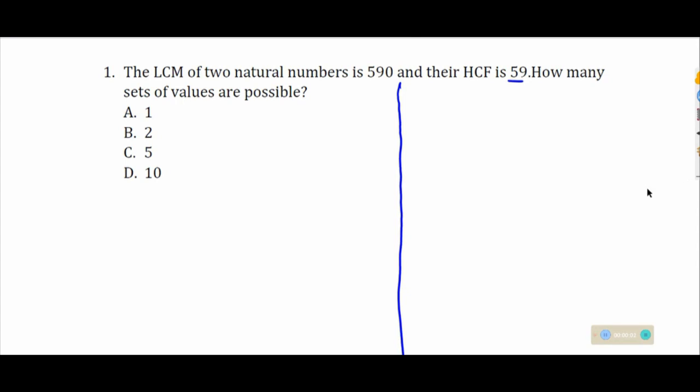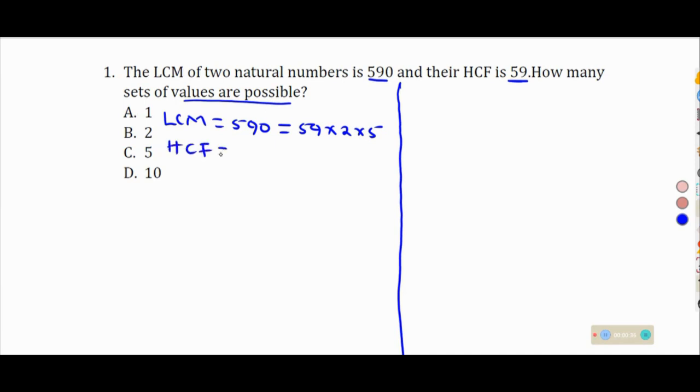Question number 1 says, the LCM of two natural numbers is 590 and their highest common factor is 59. How many sets of values are possible? From the given information, we have the LCM as 590, which we can as well write as 59 times 2 times 5. We also have the highest common factor, which is 59. But we don't know the two natural numbers.